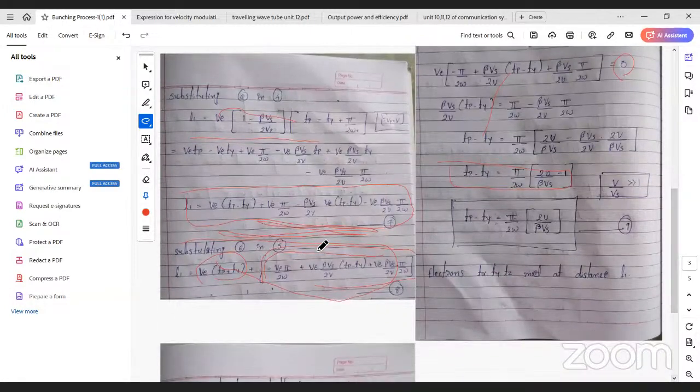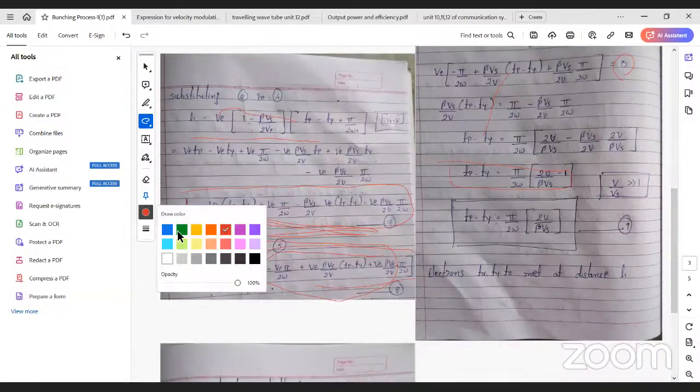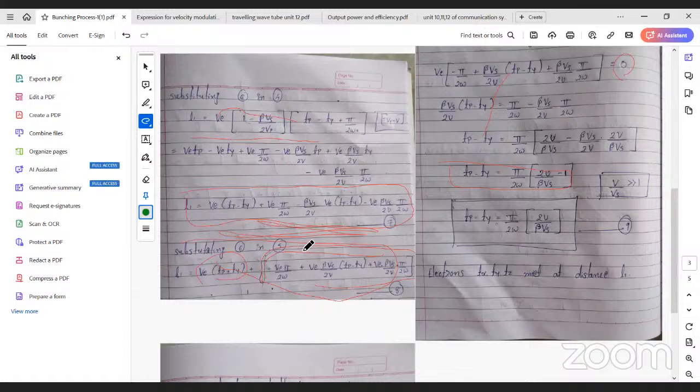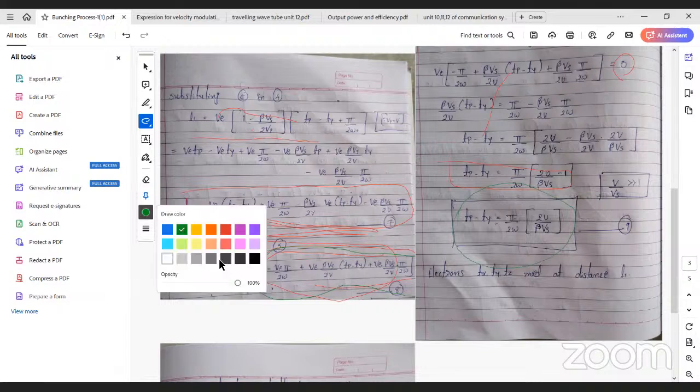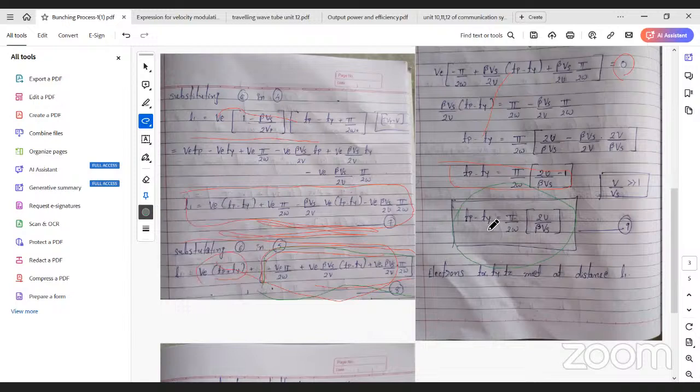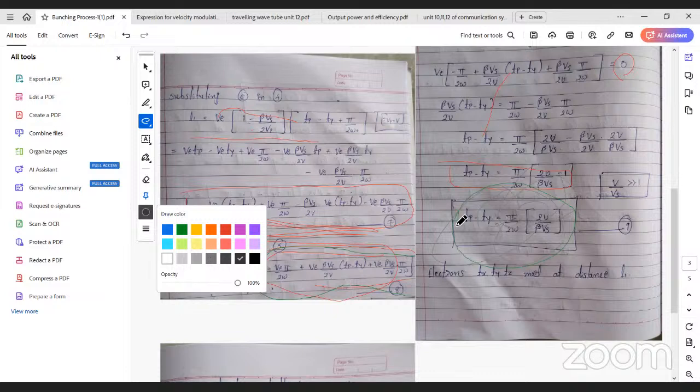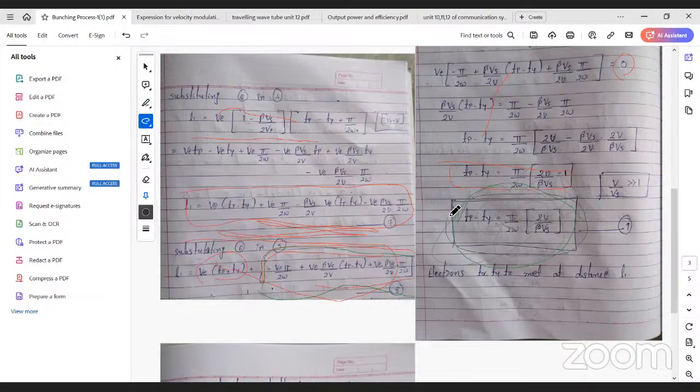After getting these three, I am concentrating only on the second term. From simplification of the second term, equating it to 0, I got the TP minus TY value. Again, I am saying that this second term is 0.